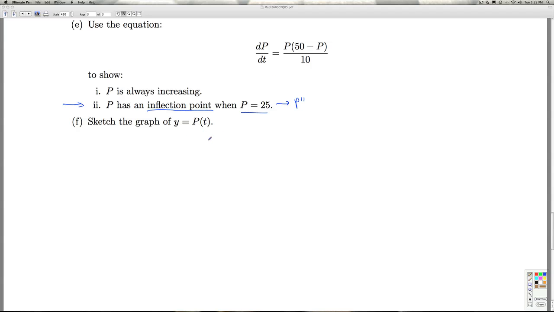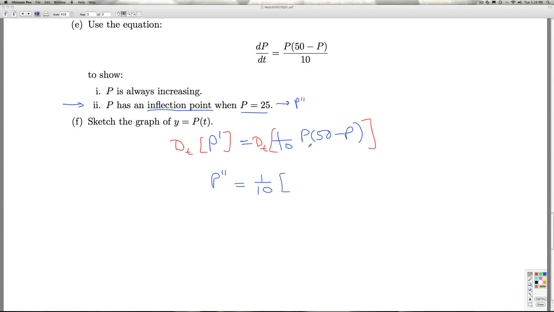dp dt is the same thing as p prime. And then I'm going to write this as 1/10 p times 50 minus p. And then I'm going to differentiate both sides with respect to time. On the left-hand side, this becomes p double prime. And the 1/10 is a constant, I'll bring him out.